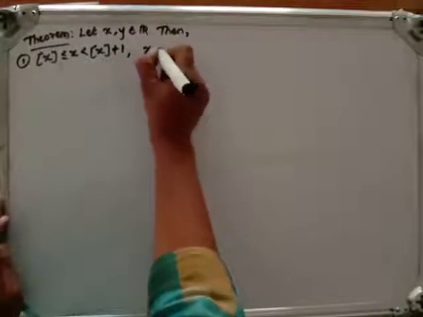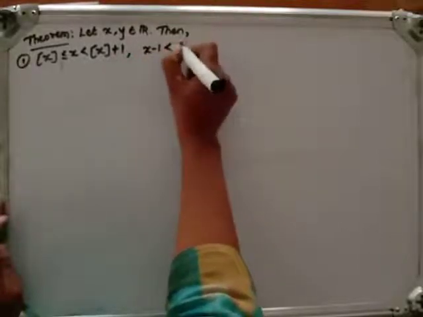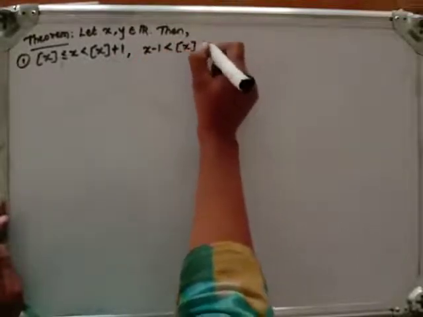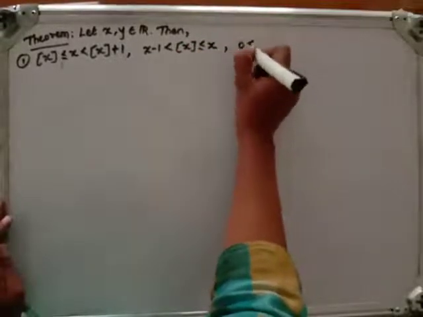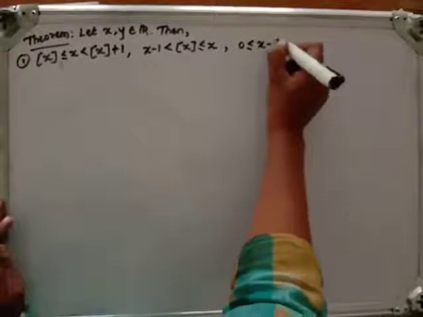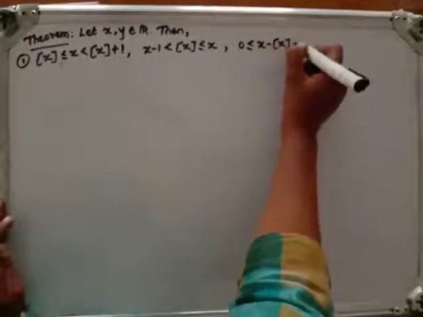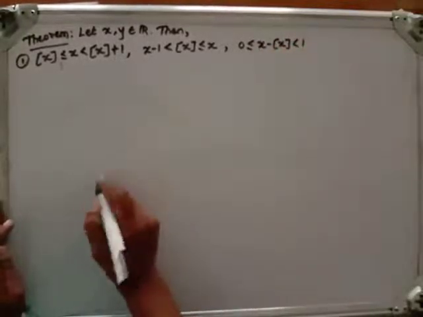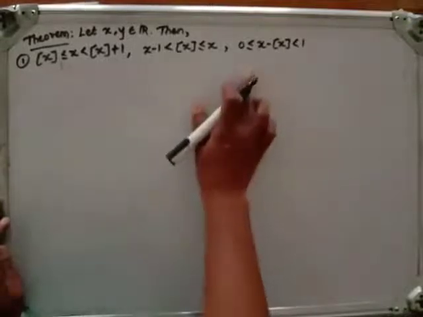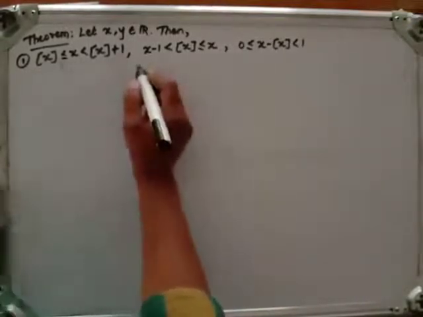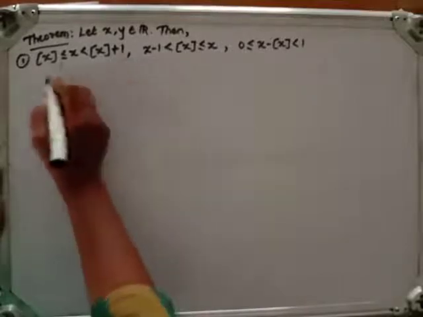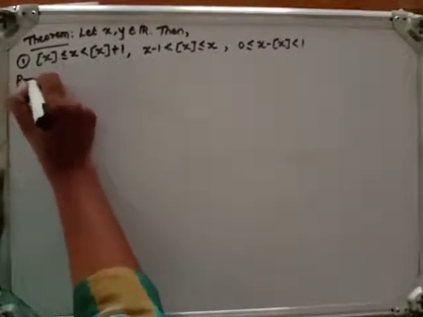Again, x minus 1 is less than the greatest integer function of x, which is less than or equal to x. Again, 0 is less than or equal to x minus the greatest integer function of x, which is less than 1. We will write the properties one by one and prove them. So let's see the proof of this one.